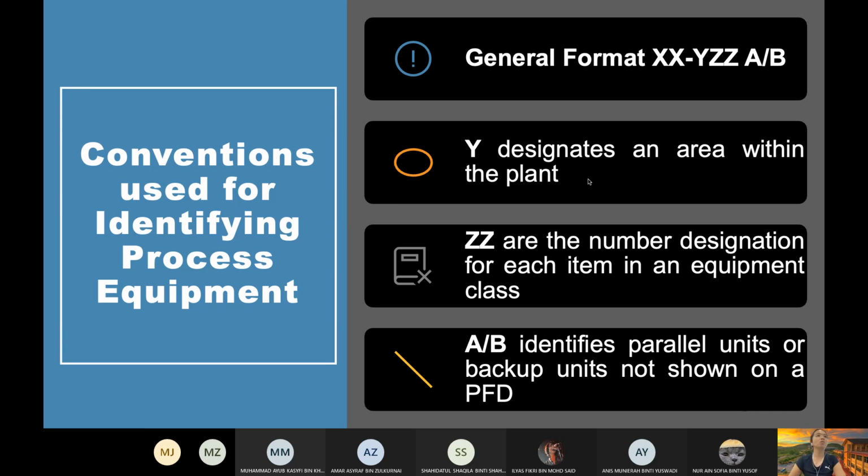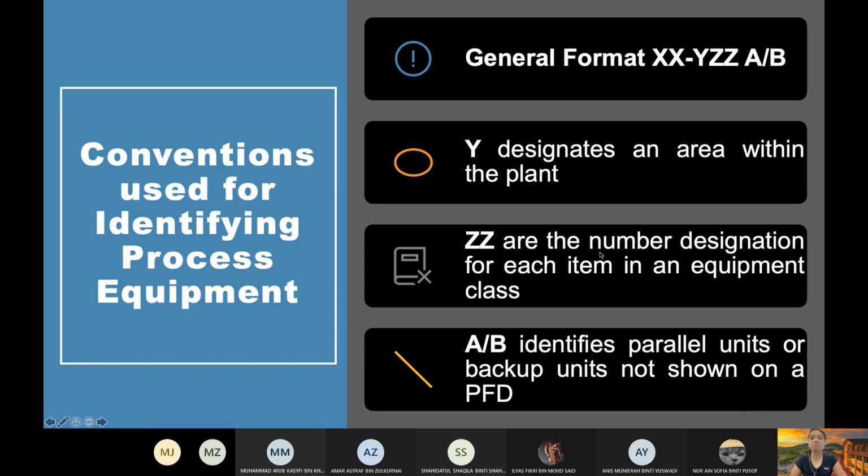If it's in area 1, the Y you will put as 1, meaning the equipment is in area 1. If you put 2, meaning the equipment is in area 2. So, do you understand what it means? Every equipment will have its own number. There will not be two equipment with the same number system. All equipment is like an ID. So if you put pump 1, it means the pump is in area 1. If you put pump 2, the pump is in area 2. So that Y is to represent the area in which the equipment is located.